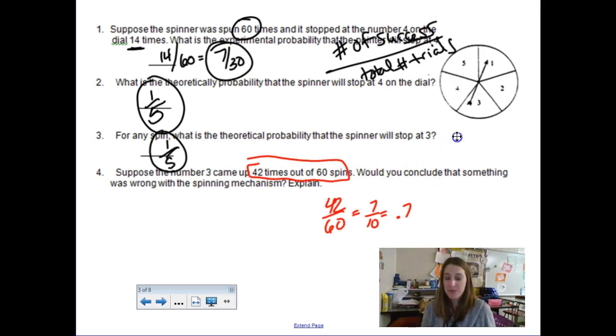So would you conclude that something's wrong with the mechanism? Probably. 60 trials is quite a bit of trials. So I think what happened, and I think we've all had this happen on our game board spinners, sometimes that spinner gets stuck. Like the board is warped in some way, so it keeps landing, or maybe the spinner mechanism itself is broken. So what would I conclude? I would conclude I have a faulty spinner. That was quite a lot of trials, and I don't think it's just by sheer chance that it showed up 70% of the time. So yeah, something's wrong with our spinner. We need to get a new one or fix it.